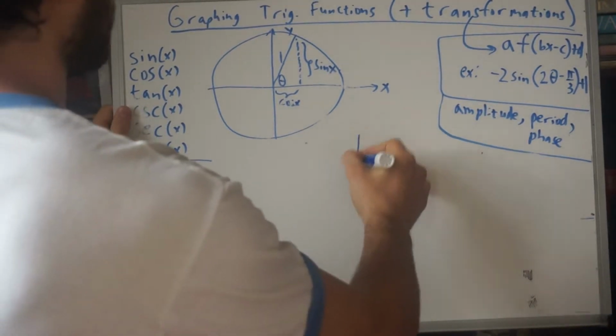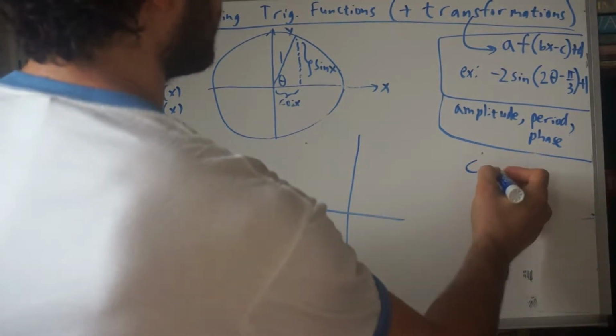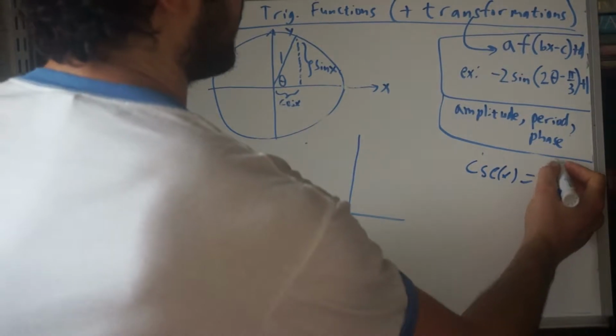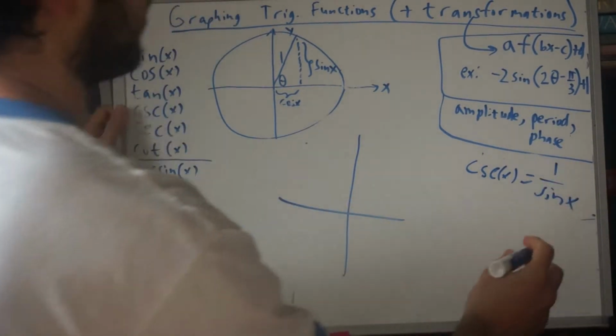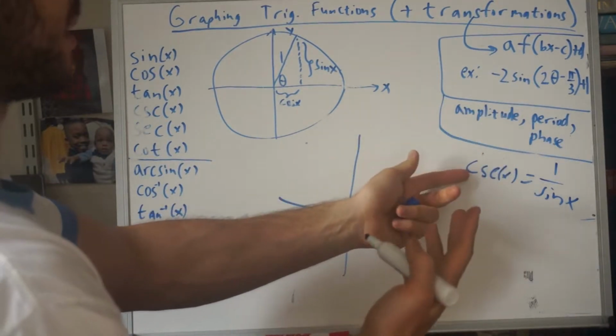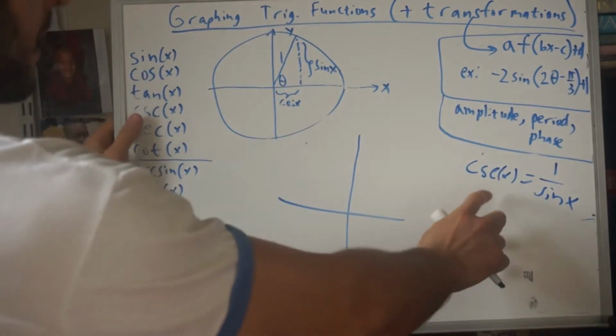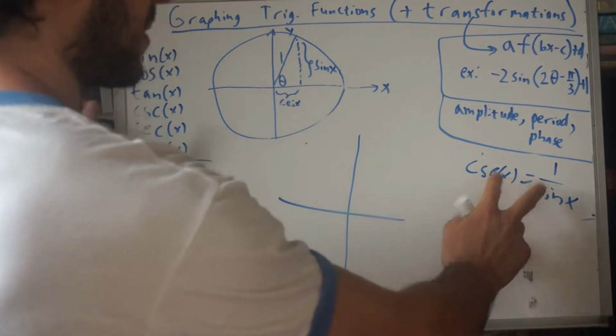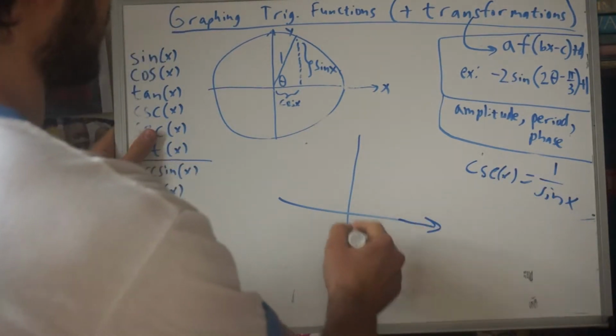So first of all, cosecant x is 1 over sine. I don't know why it starts with a c, but it makes you think of cosine, but just remember that this has to do with the sine. All right, so again, we're going to think about this the same way. Let's look at some interesting points.